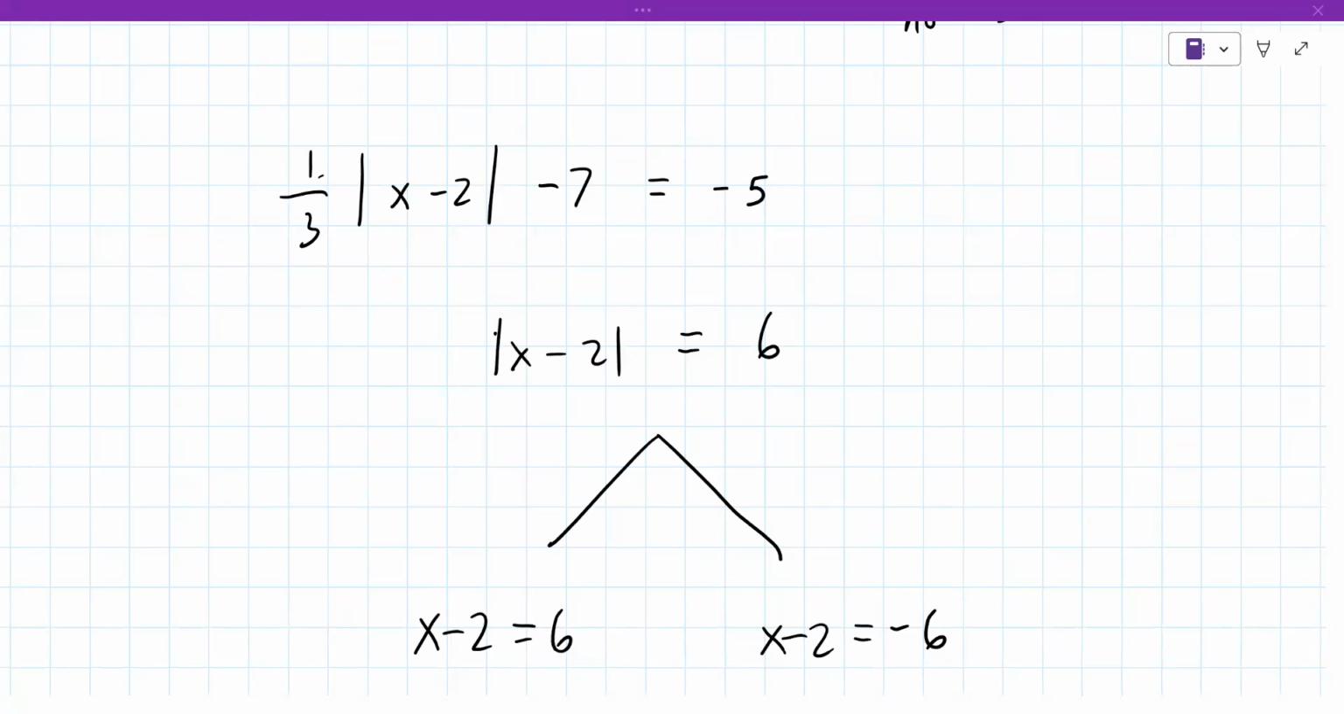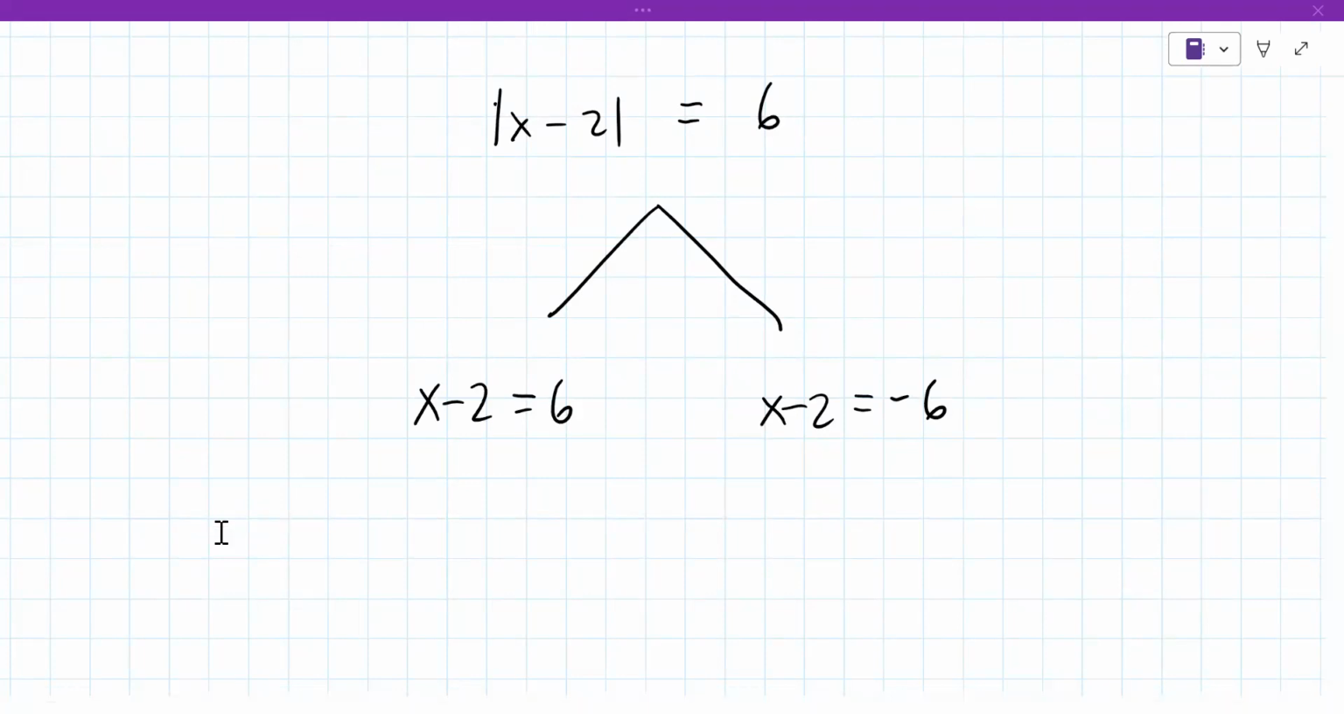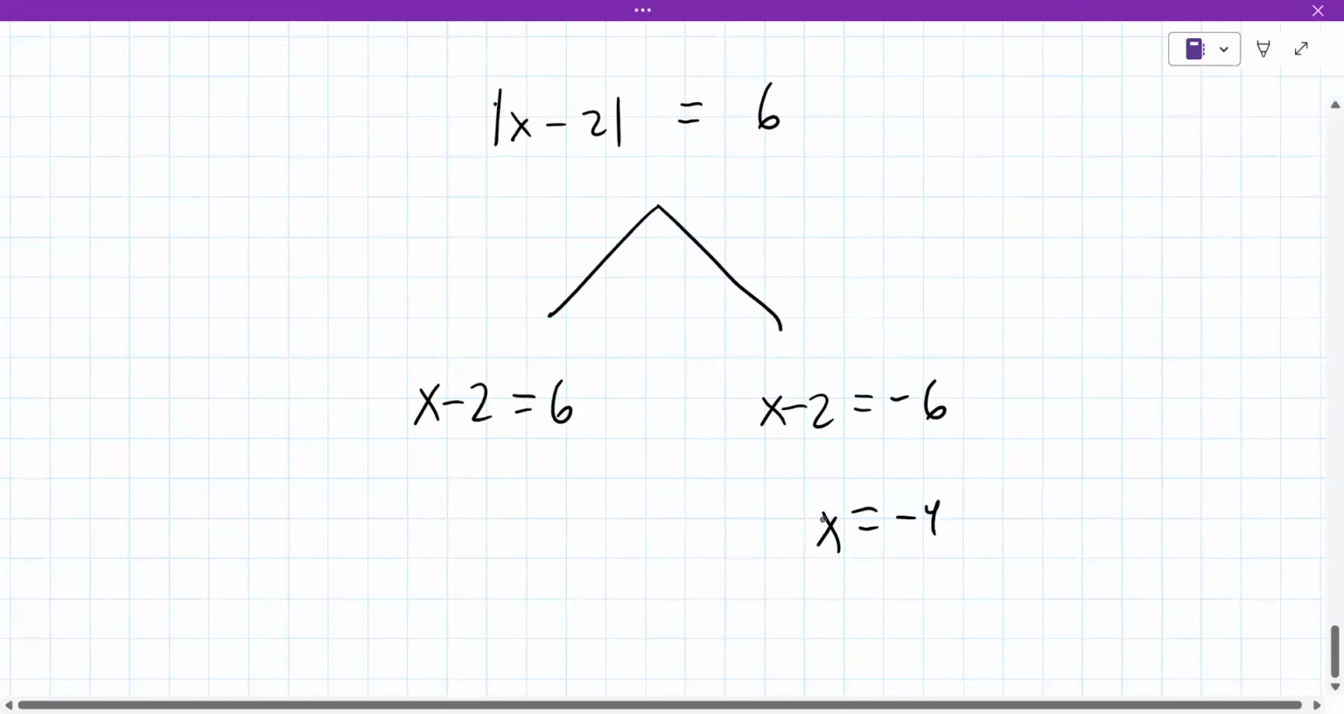X equals 8, x equals 4. Only one of your answers is correct. X equals -4 for the one. Yes, there it is. Got it. X equals 8, good. Okay.